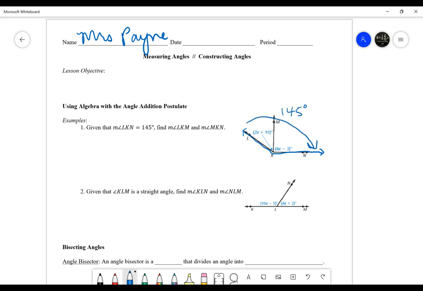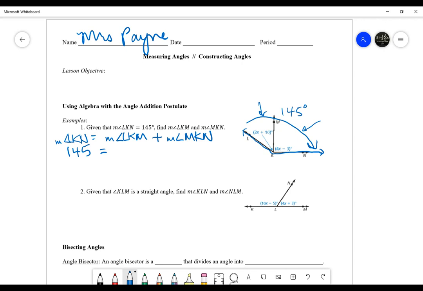That measurement is big, 145. Now it's telling me to find the measure of LKM, this one, and MKN, this one. So using the angle addition postulate, we can write this formula. The measure of LKN is equal to the measure of LKM plus the measure of MKN. That's what the angle addition postulate says we can write. Well, we know this one's 145.